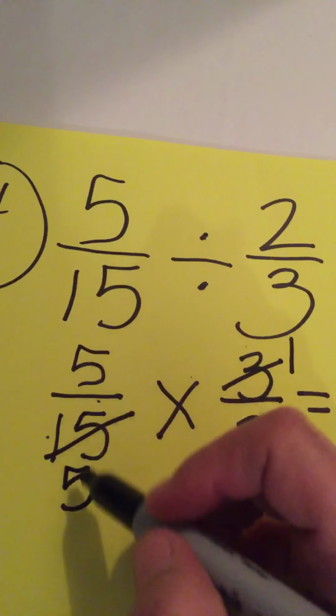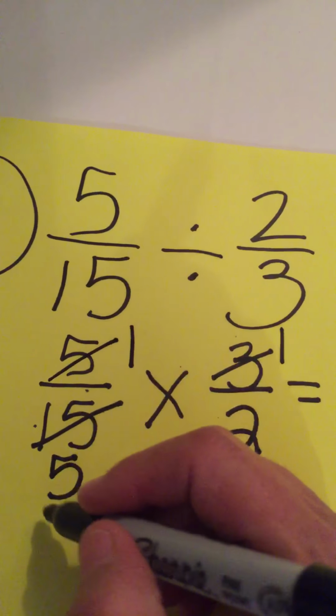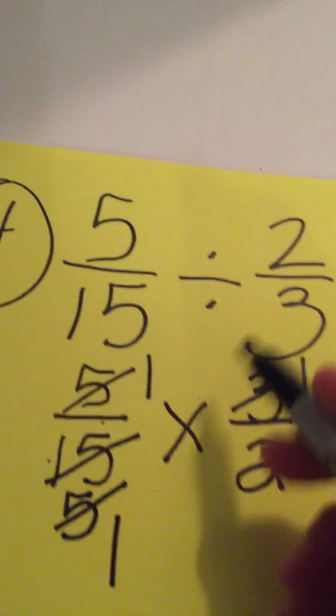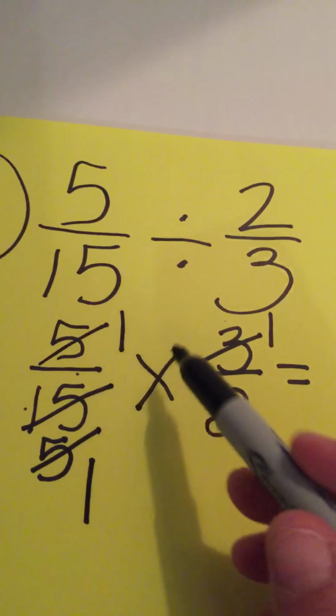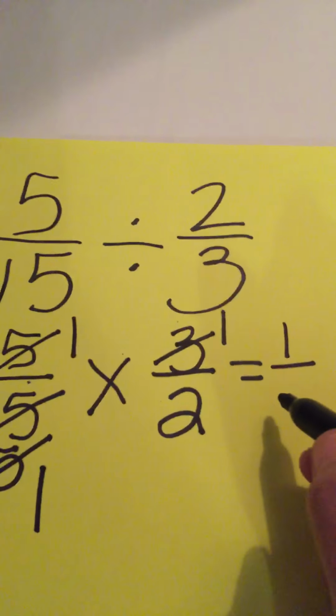I can also look this way, and I know that 5 goes into 5 one time, and 5 goes into 5 one time. And now I can just multiply it out. 1 times 1 is 1, and 1 times 2 is 2.